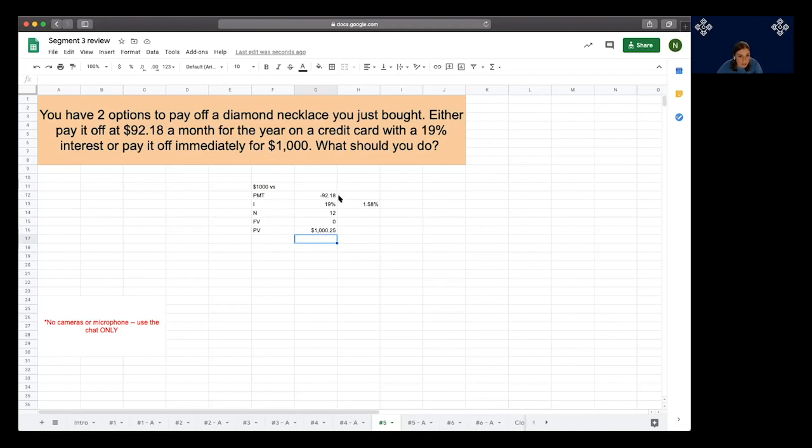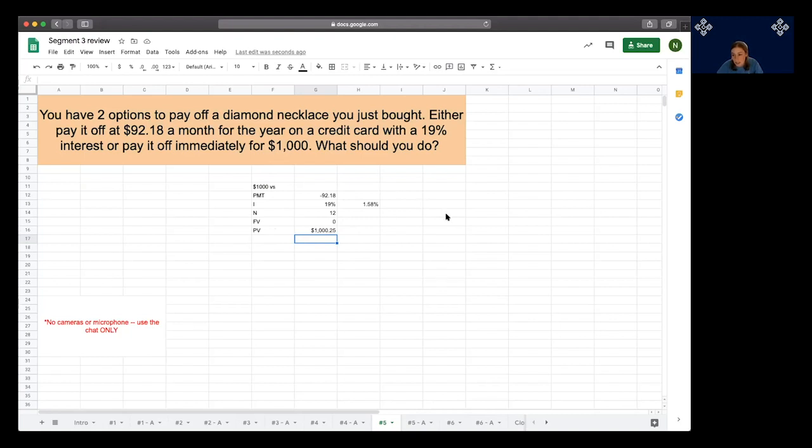The $1,000 isn't in the future, because that might change for whatever reasons. You want to look and compare it to right now. So you're going to solve for present value, and your future value is going to be fully paid off by the end, because you're going to pay for the full price of the necklace.